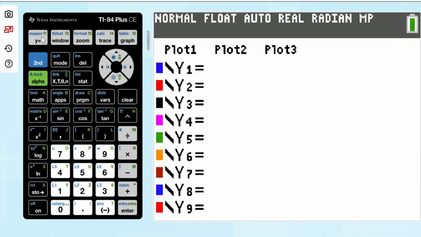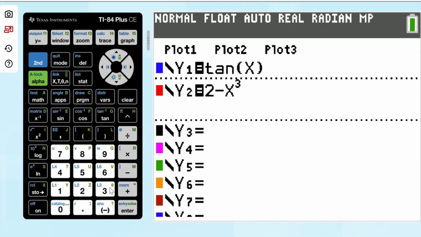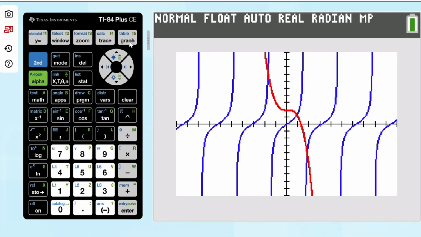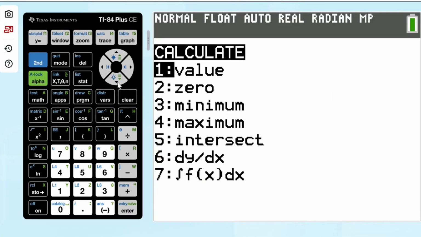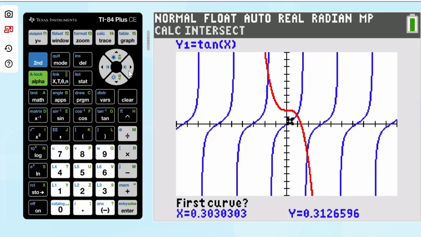We'll graph tangent x. And we'll graph 2 minus x cubed. And we'll just see where they intersect. And so we'll do second trace. Option number 5 for intersect. And we'll come up kind of close to where they intersect, hit enter, go a little past where they intersect, hit enter, and hit enter again, and we get an x value of 0.902155.